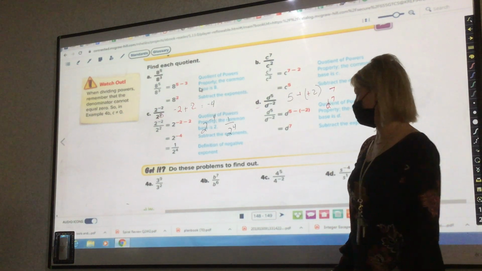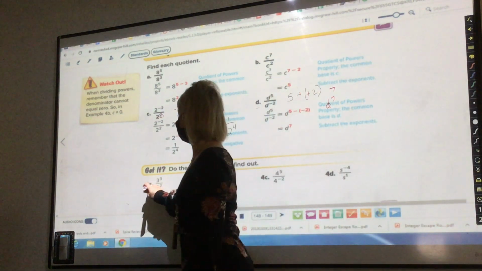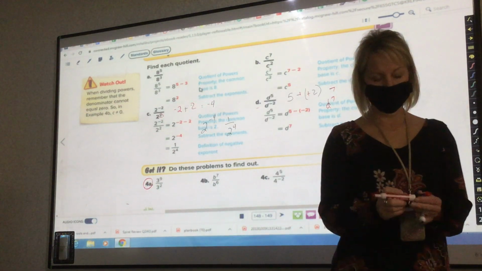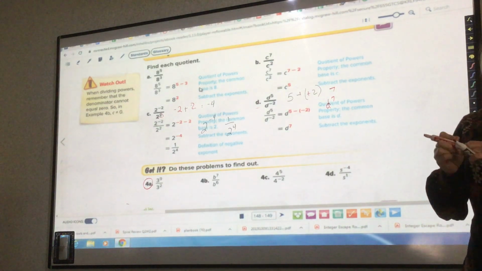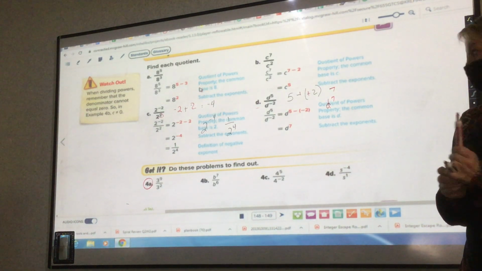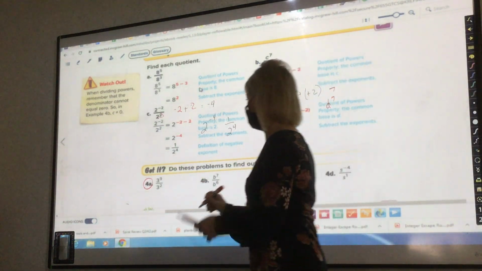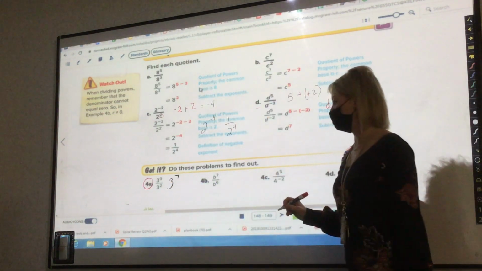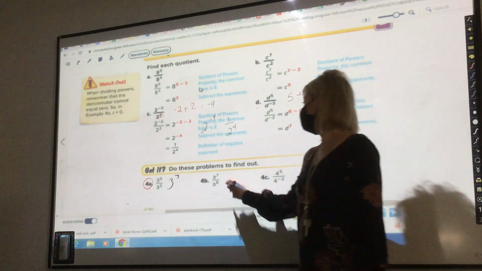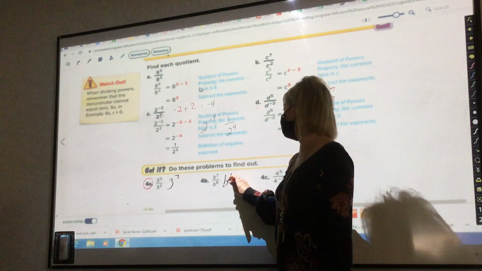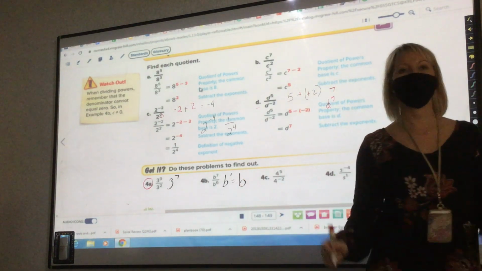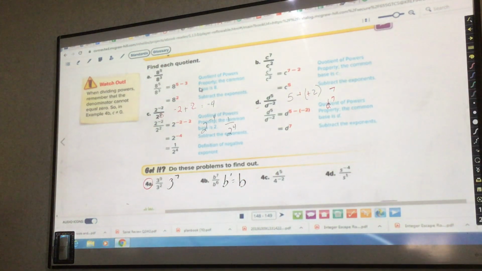Okay, let's do 4a. If you can do it in your head, just write down the answer. What's your answer? 3 to the 7th. What would be your answer for 4b? B to the 1st, and then just write it as b. Okay, show some work, because whenever you get into the negative numbers, you better show some work. So go ahead and do 4c.